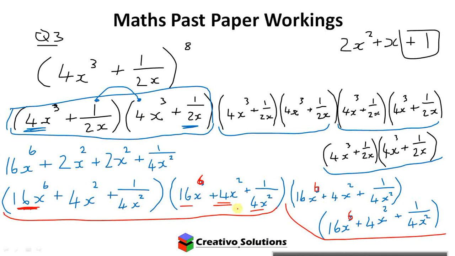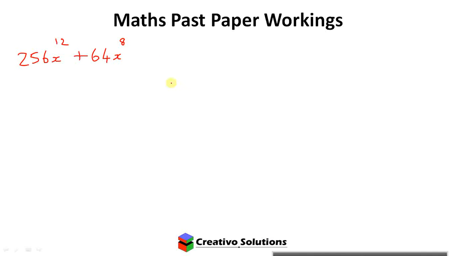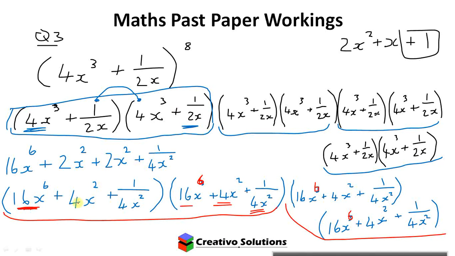Next, 16x to the 6 times this one. Okay, so if I'm multiplying 16x to the 6 by 1 over 4x squared, 16 cancels with 4, I'm left with 4. 6 cancels with 2, left with 4, so 4x to the 4. Okay, so now I've done that. Now I need to multiply this out. Multiply this, so the dots with the dots.